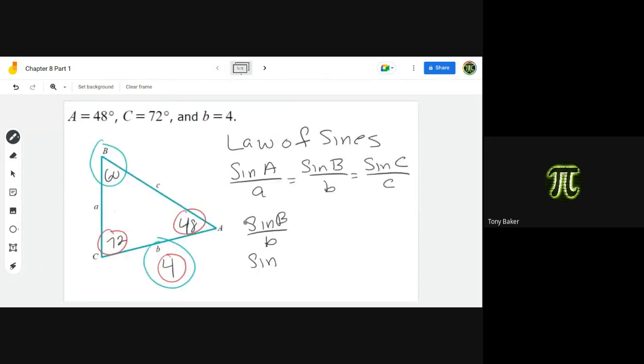All right, so sine of 60 over b, which is 4. So now let's figure out which side do we want to find first, A or C? All right, so let's find A. So we're going to use sine of A, which is 48, over A.